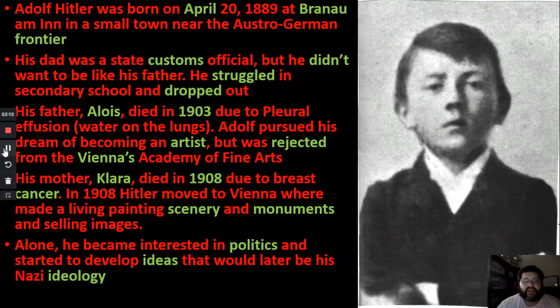Adolf Hitler was born on April 20th, 1889, in a little inn, which is like a little hotel type of thing, in a small town near the Austrian-German border. Hitler's dad was a customs official. Basically, he was going through boats, making sure things coming into the country were legit, legal, that the taxes were paid on it, and stuff like that. Hitler didn't want to be like his dad. He didn't want that type of job.